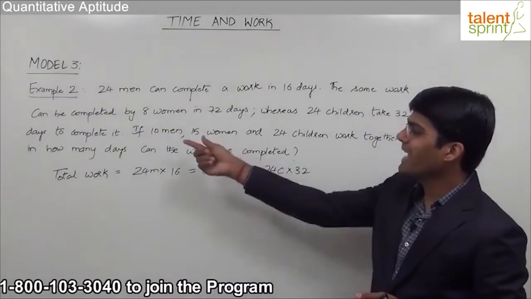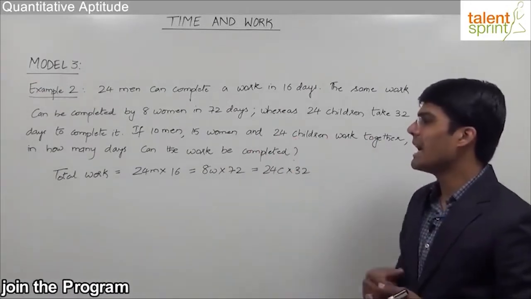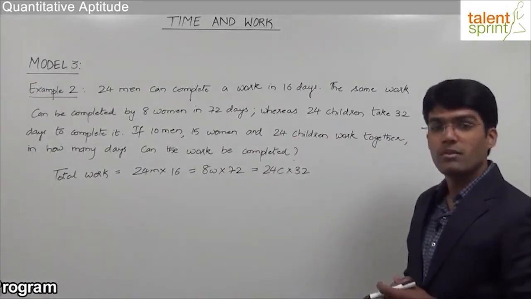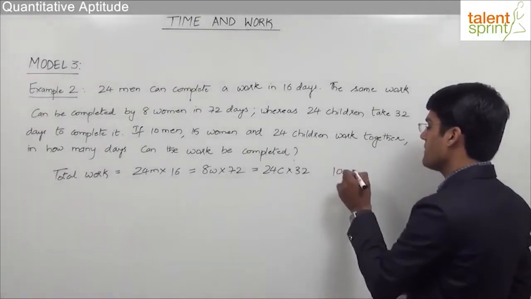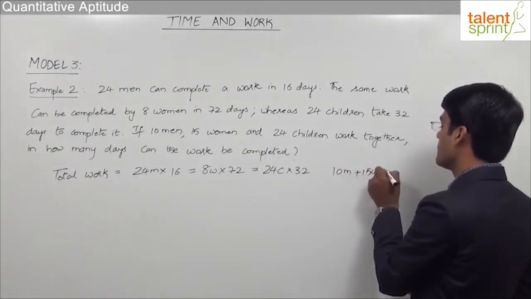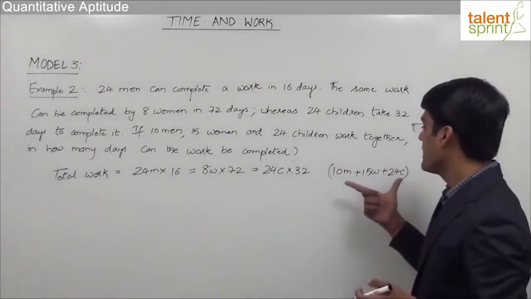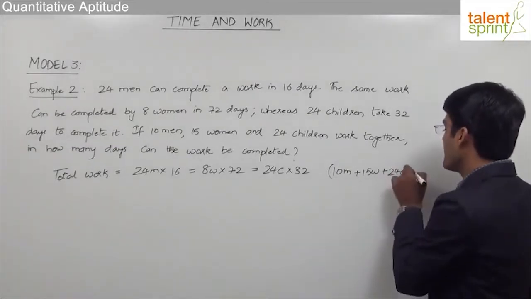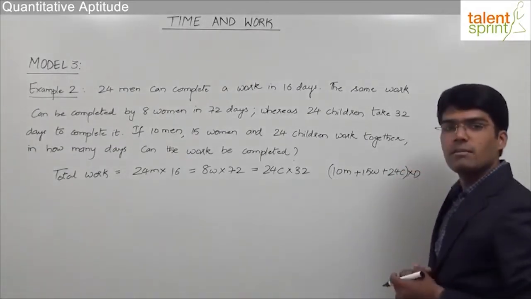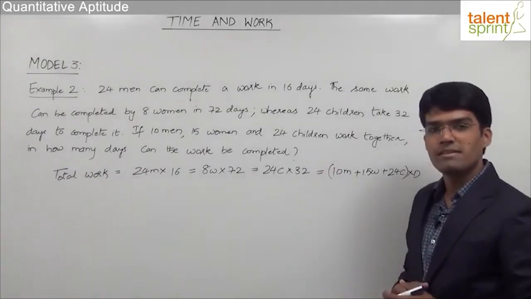And the question is, if 10 men, 15 women and 24 children work together, in how many days can the work be completed? So we need to find out the number of days required when 10 men, 15 women and 24 children work together. Let us assume that the number of days required by this group altogether will be D days. So these many persons into the number of days D will be the total work, which can be equated to the total work in all the previous cases.